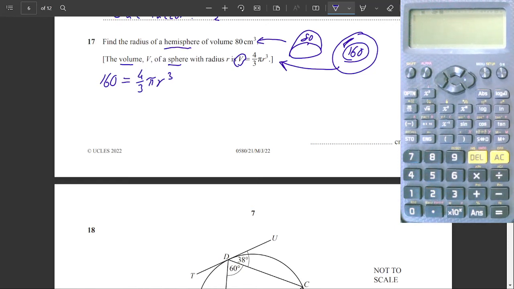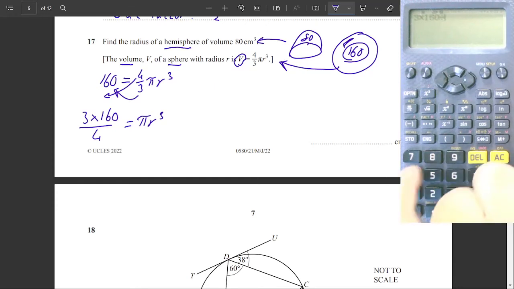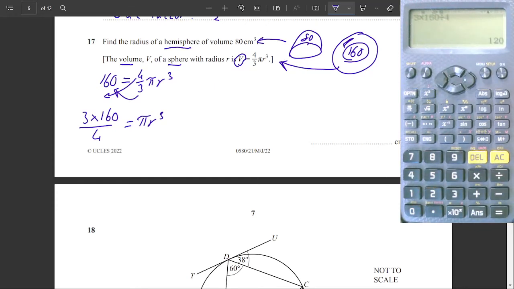Okay, first thing we're going to do, this is divided by 3, so we multiply by 3. So it's 3 times 160, and then there's a 4 above, so this is 4 times everything, so we divide it by 4. Okay, that will give us pi r cubed. So 3 times 160 divided by 4, bam, 120. So 120 equals pi r cubed.